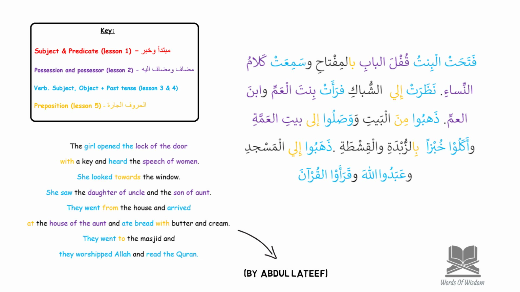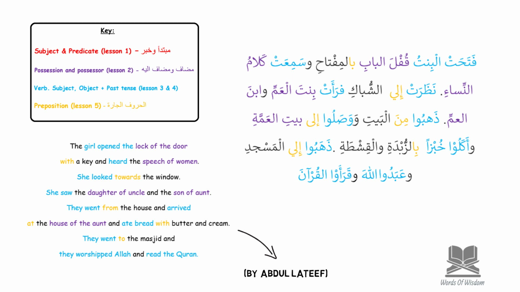So here it's going to be qufl al-babi. So fatahat al-bintu qufl al-babi. What does she open it with? With a key. Bil miftahi. And heard the speech of women. She heard wasami'at, the speech of the women.